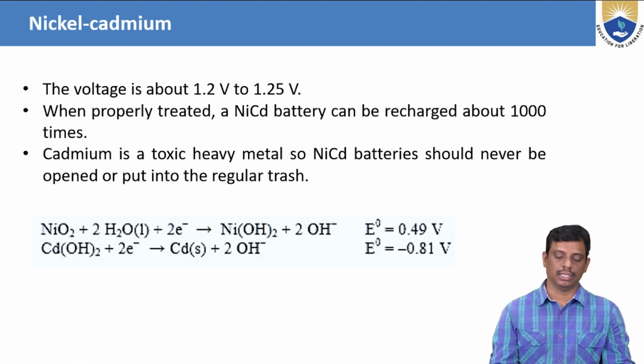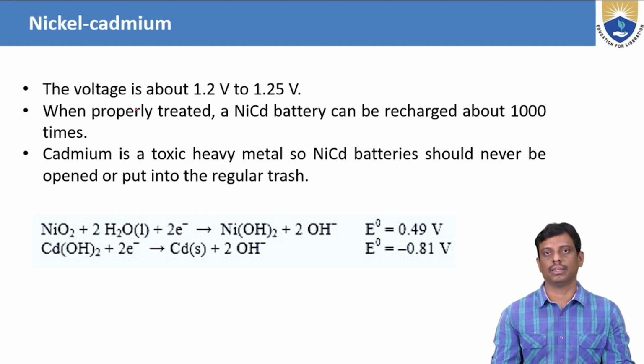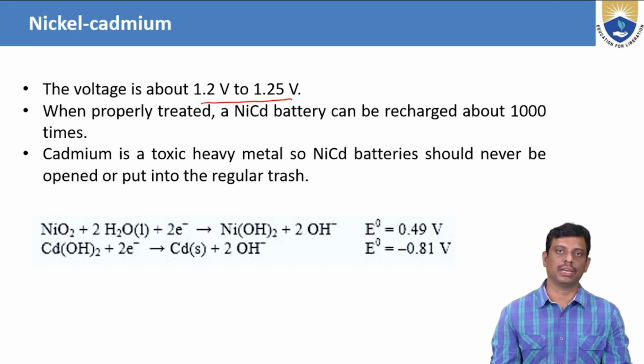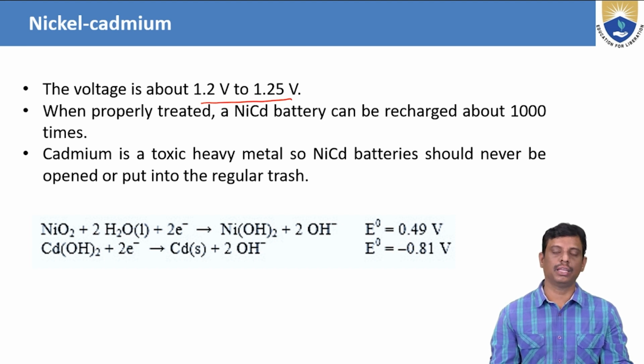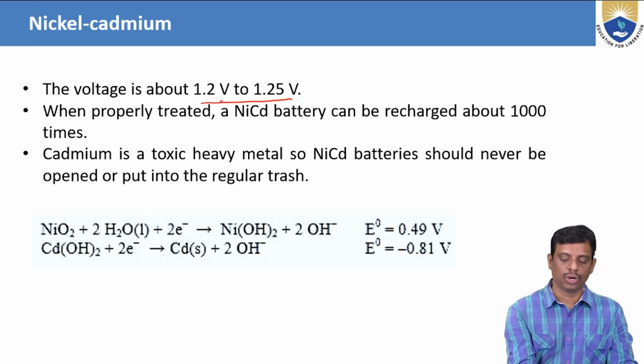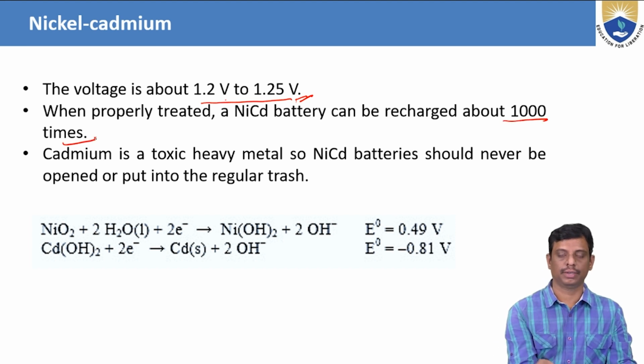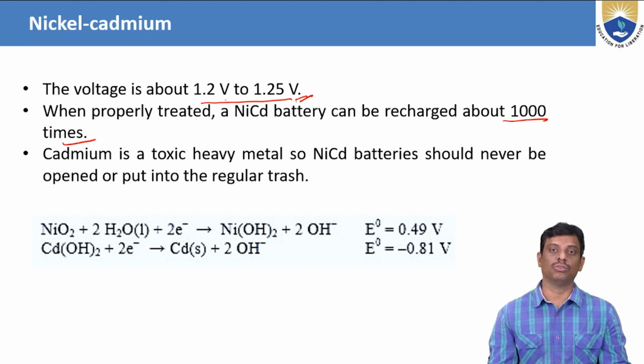And what is the advantage? The potential from the nickel cadmium battery is always 1.2 volts to 1.25 volts. The nickel cadmium battery is a rechargeable battery. This is a secondary battery. When properly treated, a nickel cadmium battery can be recharged around 1,000 times. We can use this battery, as 1,000 recharging capacity is there.